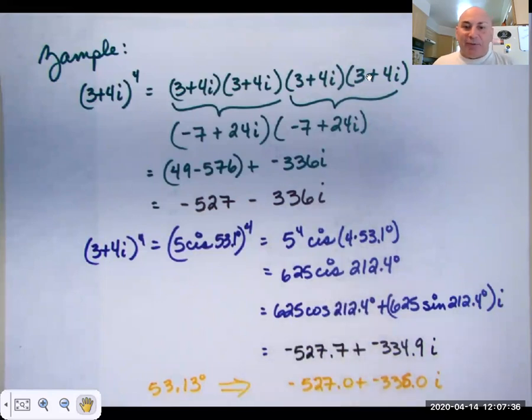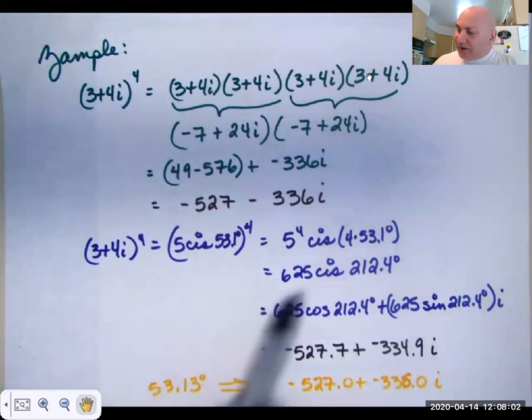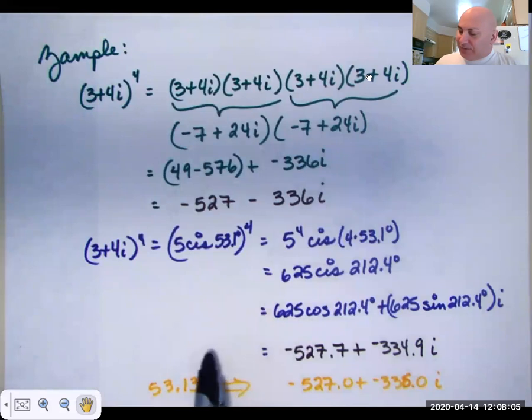If I want to convert it to a plus bi form, 625 times the cosine of this gives me this. 625 times the sine gives me this, i. You can see that there's a little bit of rounding error here. I didn't have to round r at all, but I certainly had to round theta. Instead of going to 53.1 degrees, if I had used 53.13 degrees, which would be just a little more precise, you can see that I do, in fact, to one decimal place at least, get the correct answer.